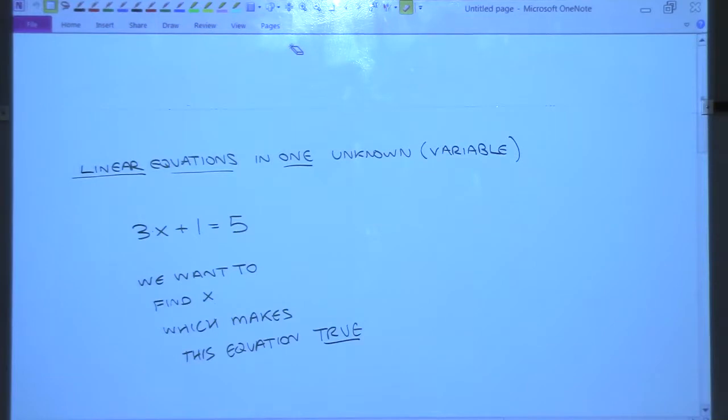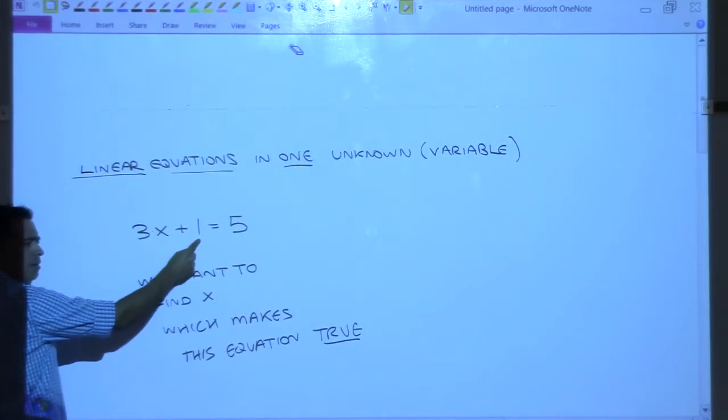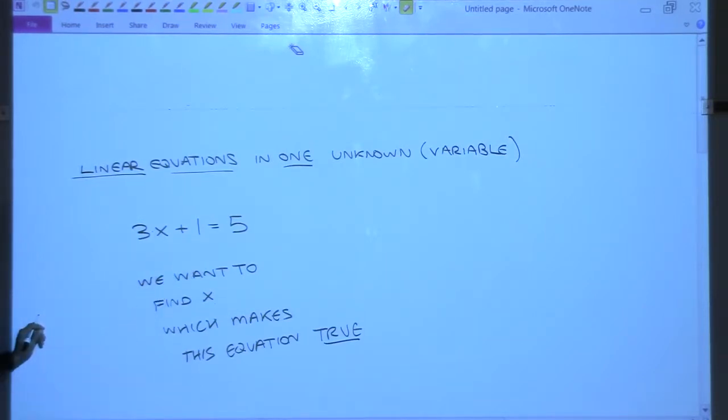Would 1 work? 3 times 1 would give you 3, plus 1 would be 4, so that wouldn't work. So just visually, can you look at it and tell? I don't think it's obvious, no? That the answer is 4/3? That's not obvious. But we have a way of doing this, right? We have a systematic approach.